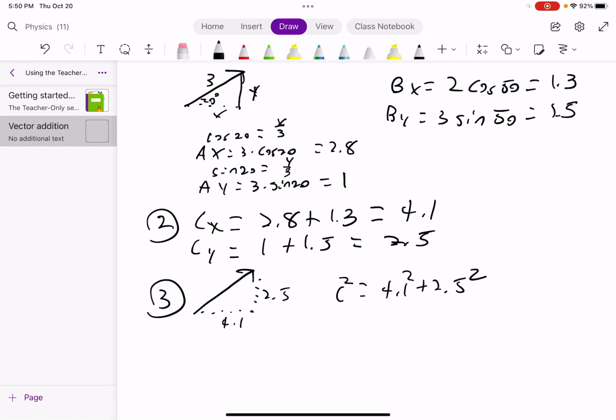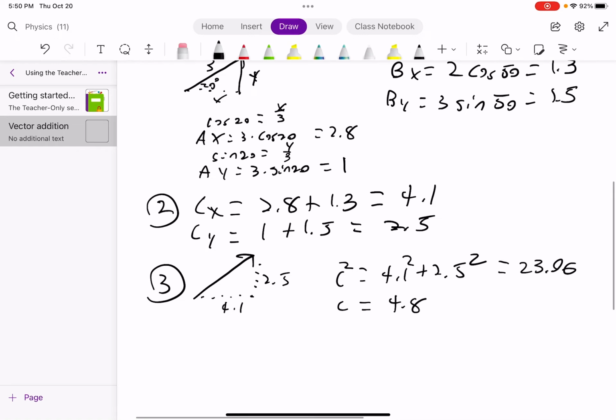You do 4.1 squared plus 2.5 squared, and you get C squared equals 23.06, which means C equals 4.8. That is our magnitude. And our direction is this angle over here.